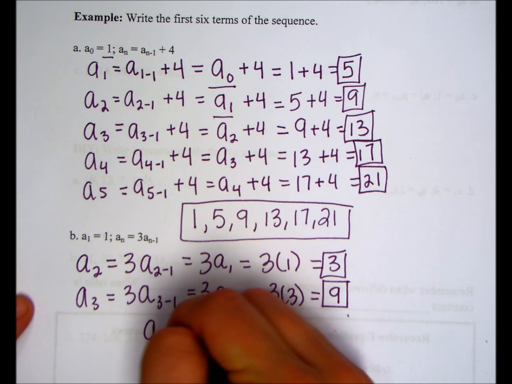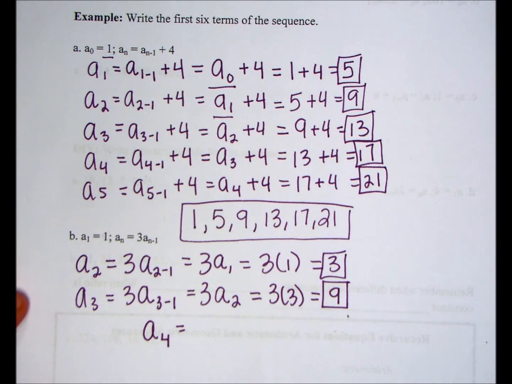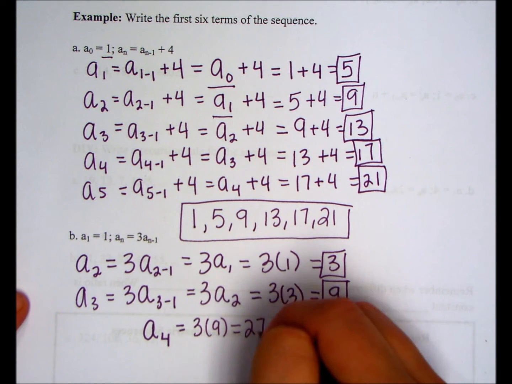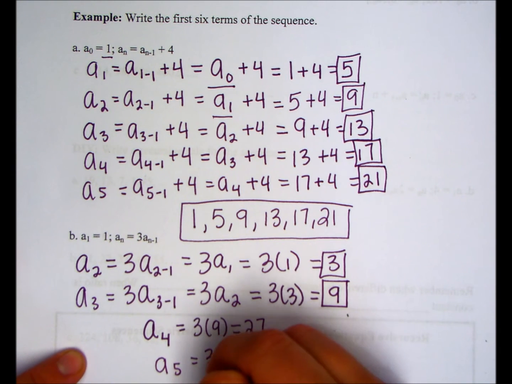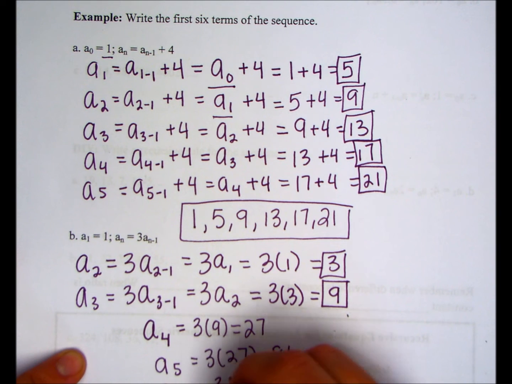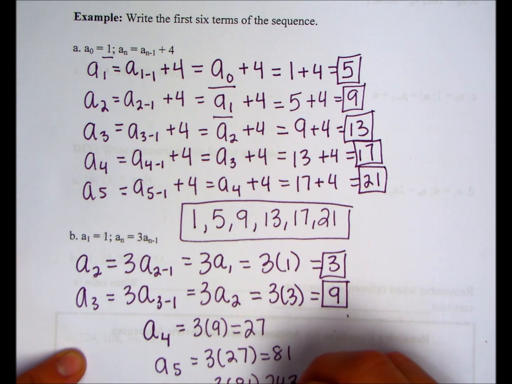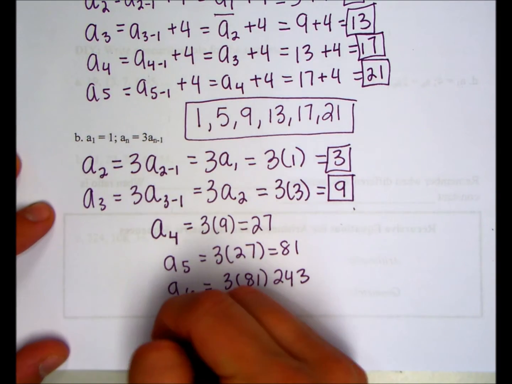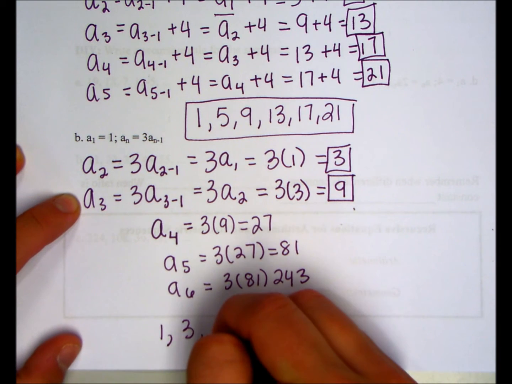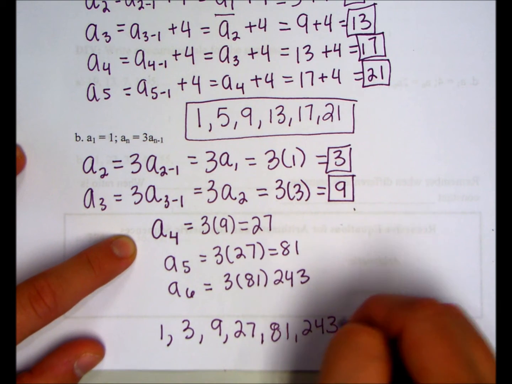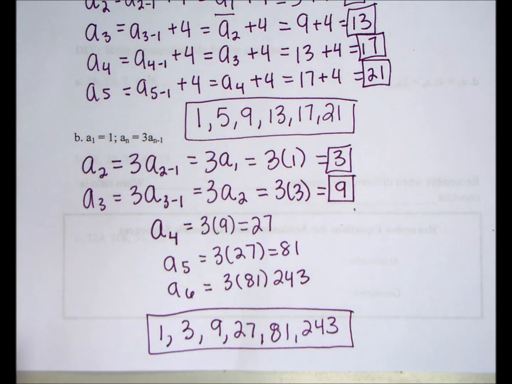So a sub 4 then is going to be 3 times a sub 4 minus 1, which would be a sub 3 here, so it's just going to be 9 times 3, which is 27. A sub 5 is just going to be 3 times 27, which is 81. And a sub 6 is going to be 3 times 81, which is 243. So here if I list the first 6, I start with a sub 1, which is 1. A sub 2 is 3. A sub 3 is 9, 27, 81, and 243. And there are my first 6 terms.